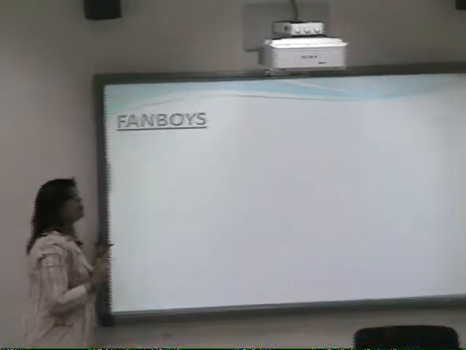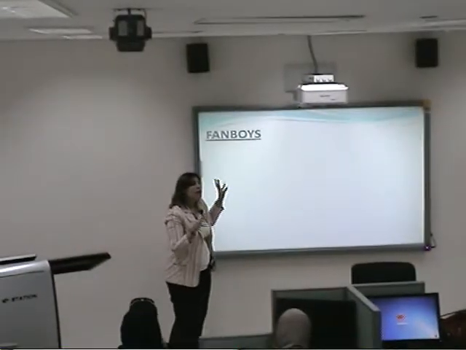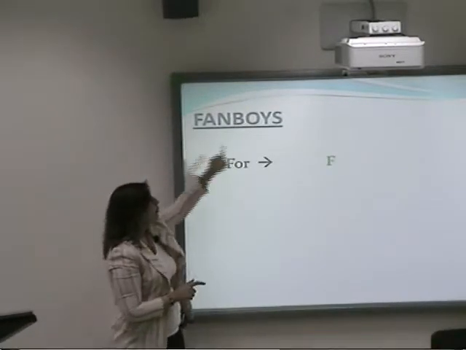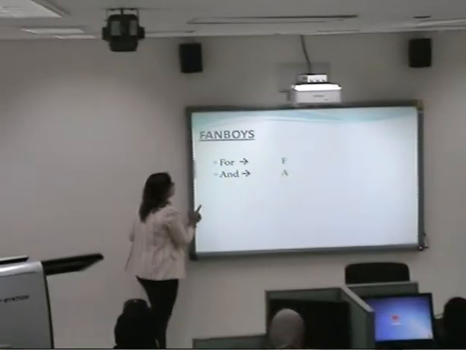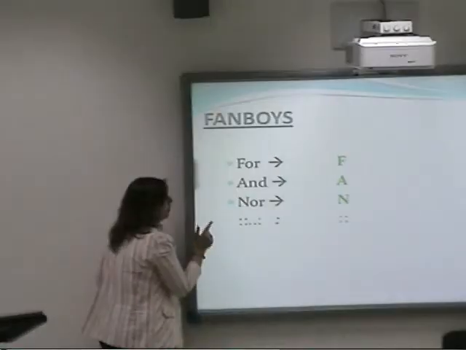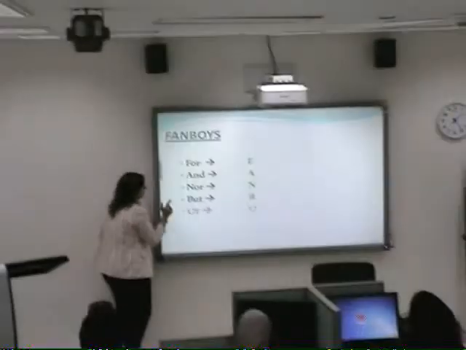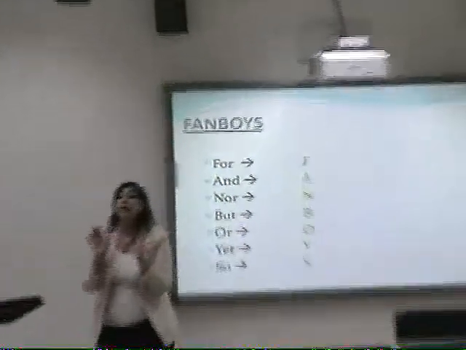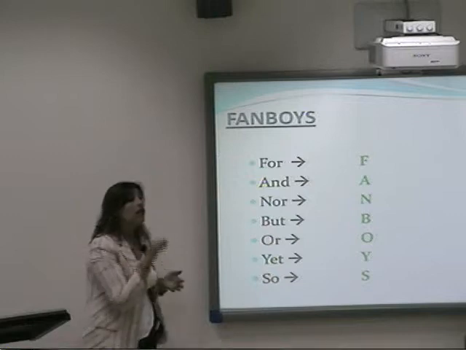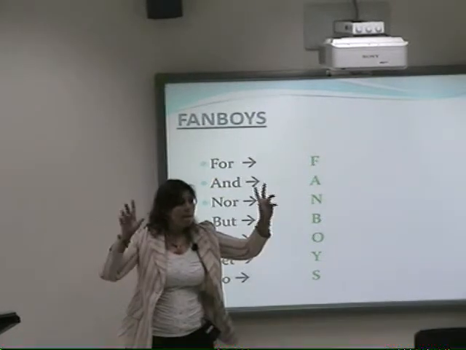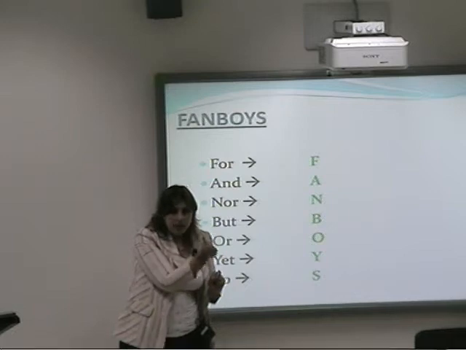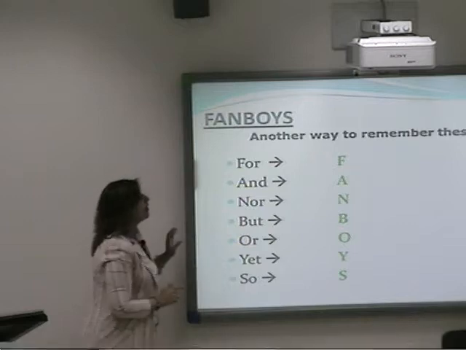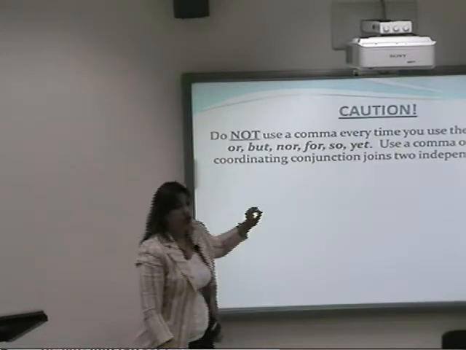All of them. That's why to remember them, let's remember this: fanboys. What's fanboys? It's an acronym. Acronym for what? F for for. A for and. N for nor. B for but. O for or. Y for yet and S for so. So fanboys, these are the only coordinating conjunctions that are joining two main clauses, and they are preceded by a comma. Okay? Easy? So let's move to the third way for joining clauses, which is transition.